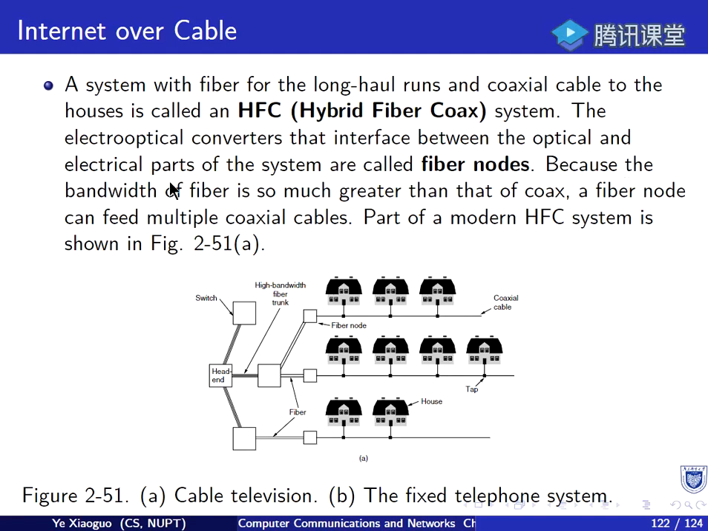Because of the bandwidth of the fiber, this is a switch, this is a head end, and this is the fiber trunk here. The bandwidth of the fiber is so much greater than the coaxial. The fiber nodes can feed multiple coaxial cables.